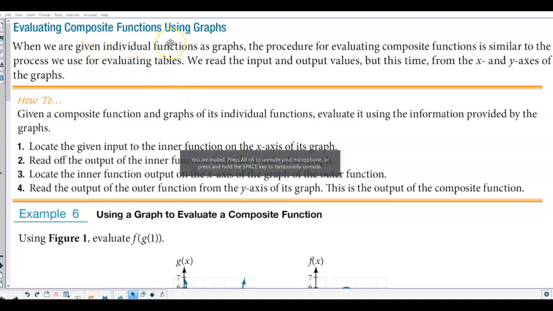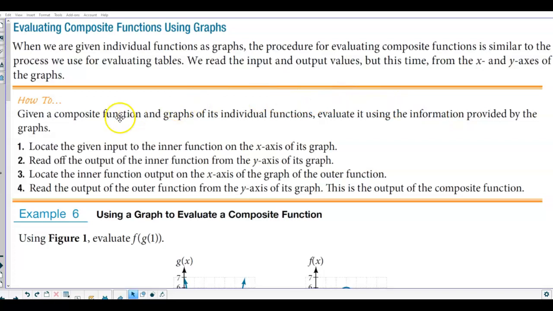Evaluating composite functions using graphs. When we are given individual functions as graphs, the procedure for evaluating composite functions is similar to the process we use for evaluating tables. We read the input and output values, but this time from the x and y axis of the graphs. Given a composite function and graphs of its individual functions, evaluate it using the information provided by the graphs.